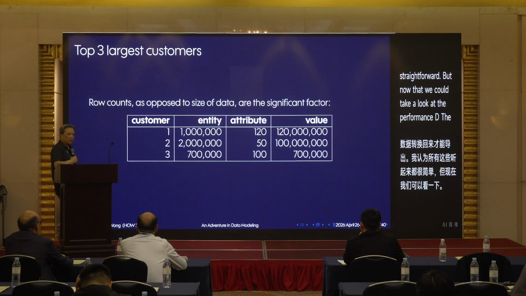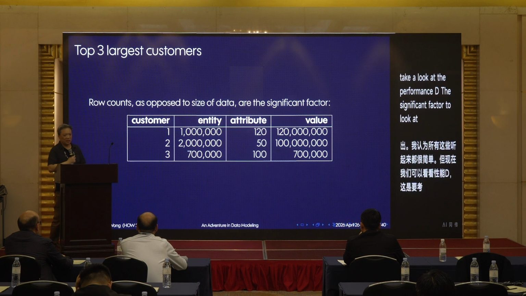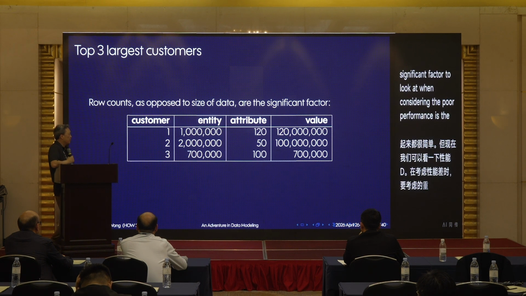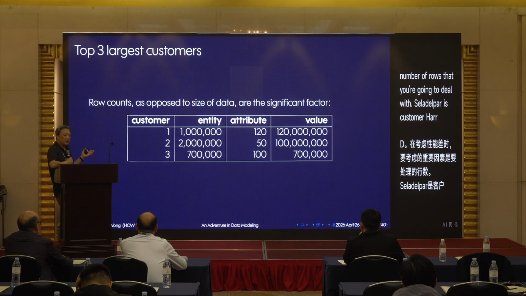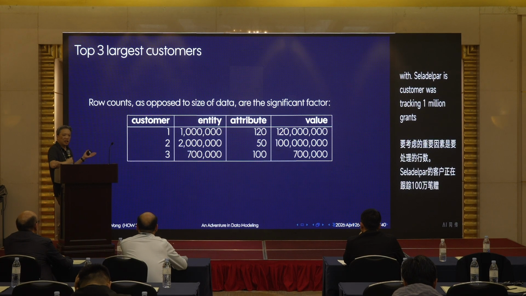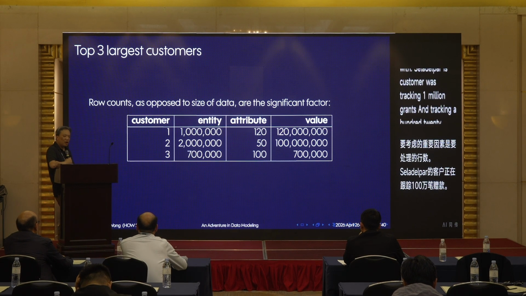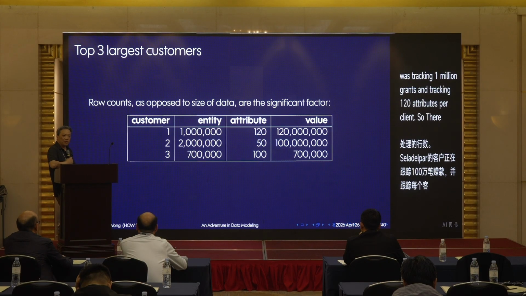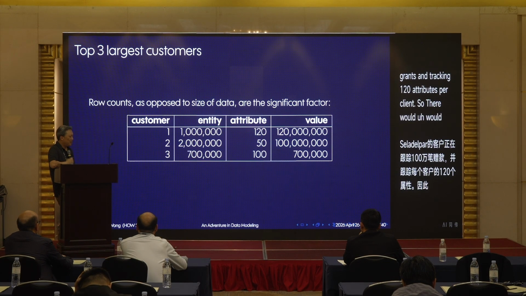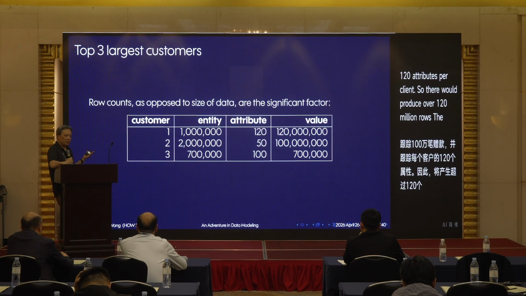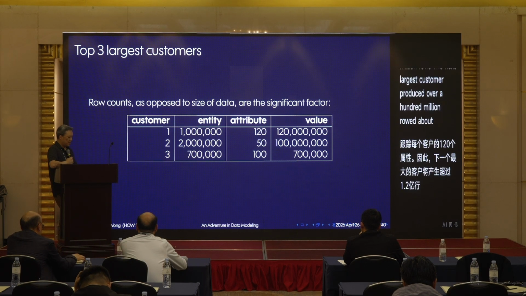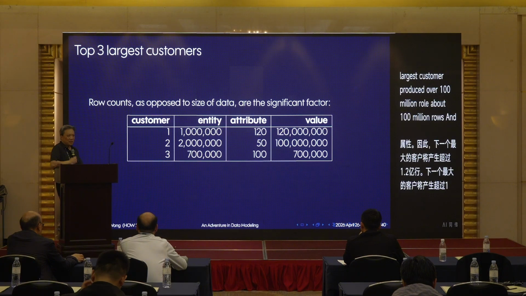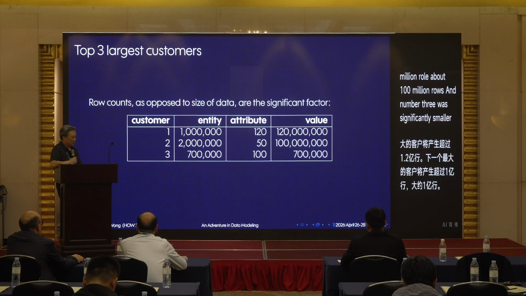The significant factor to look at when considering the performance is the number of rows that you're going to deal with. So the largest customer was tracking 1 million clients and tracking 120 attributes per client. So that would produce over 120 million rows. The next largest customer produced about 100 million rows. And number 3 was significantly smaller at 700,000 rows.